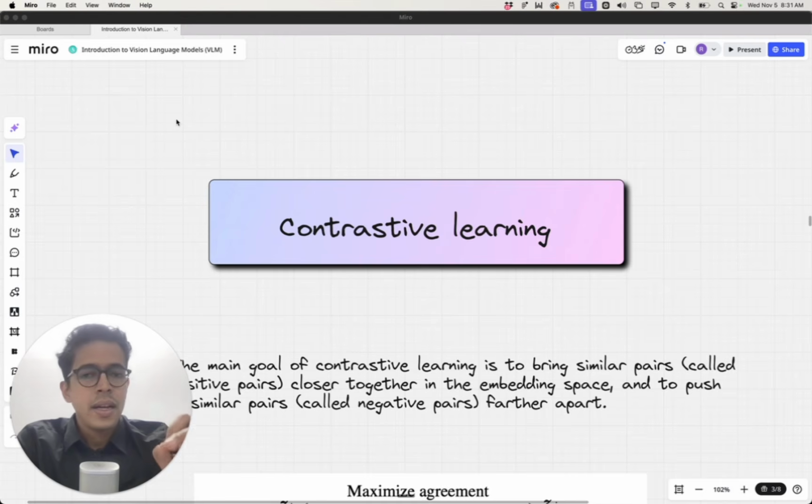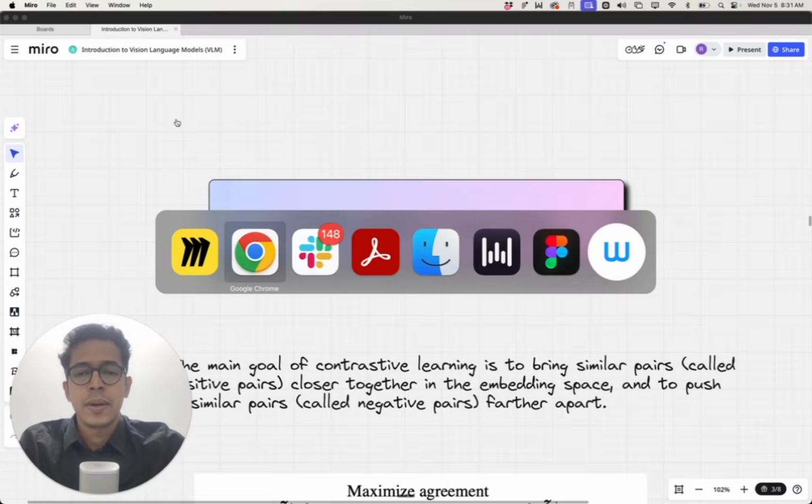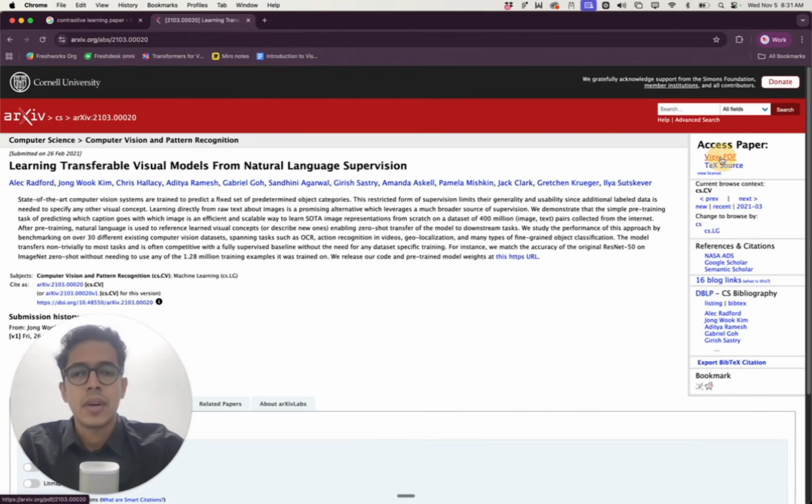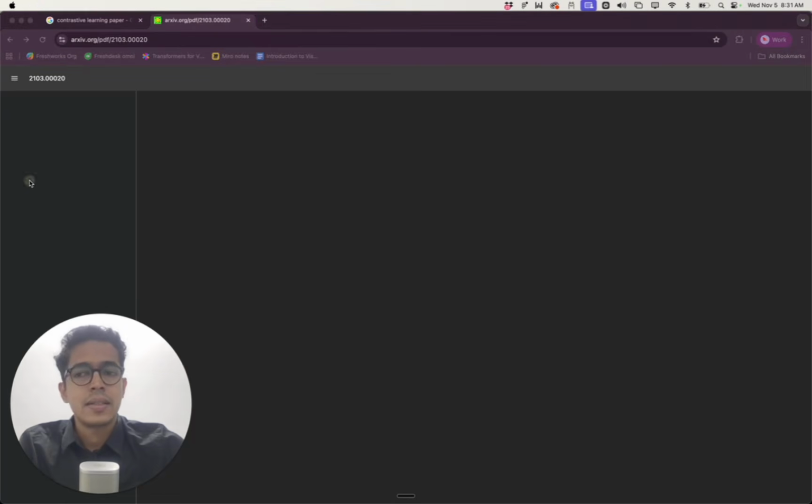The main reason why I wanted to introduce this topic in a separate lecture is because of its importance in models like CLIP. CLIP was probably the most famous vision language model that utilized the idea of contrastive learning. This paper is cited highly.